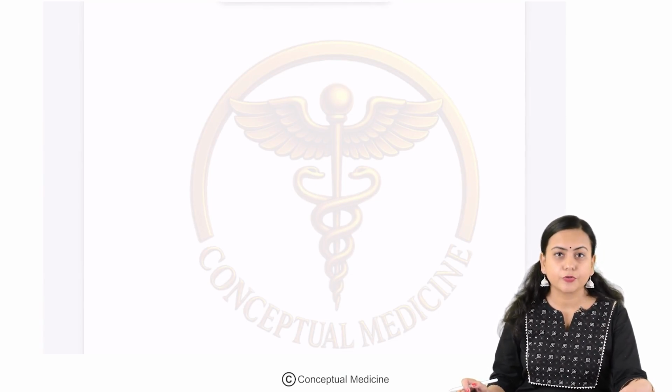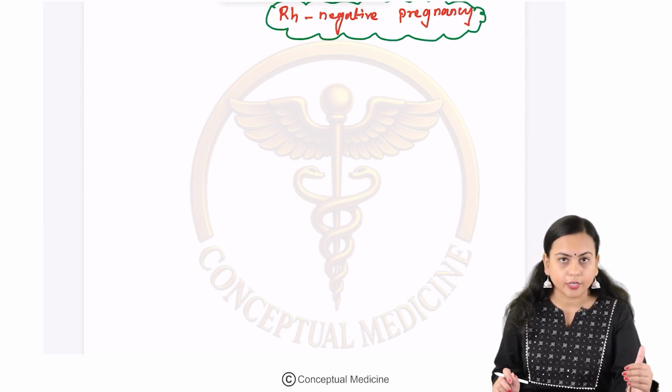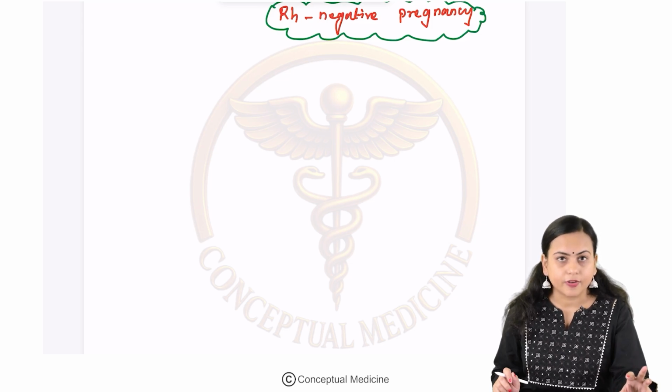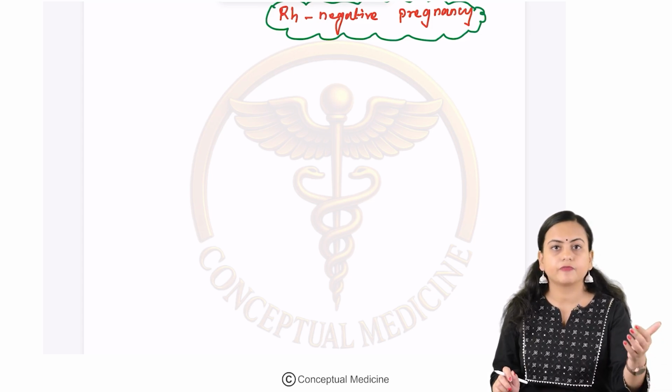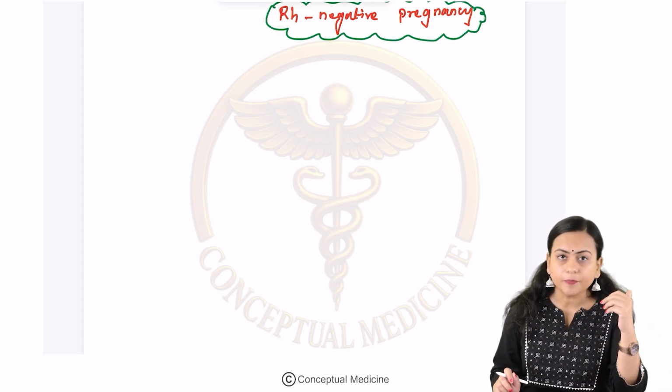In this video, we are going to discuss Rh negative pregnancy. Before starting the discussion of Rh negative pregnancy, I want to discuss various blood group systems. We know the blood group systems are classified based upon the antigens that are present upon the RBC. For example, we are more familiar with the ABO blood group system. It is classified based upon the antigens, namely A, B and O.